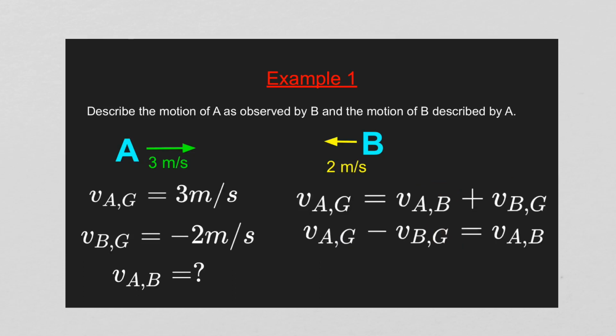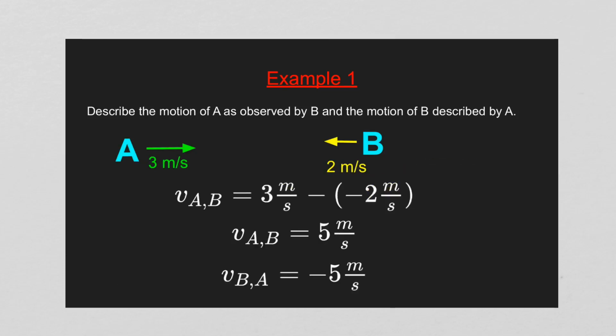And then I'll move this VBG over to the other side, plug in my known values, and I find out that person B measures person A's velocity as plus 5 meters per second, which means they think this person is moving to the right. While person A sees person B, the velocity of B as measured by A, moving to the left, which is exactly what we'd think.